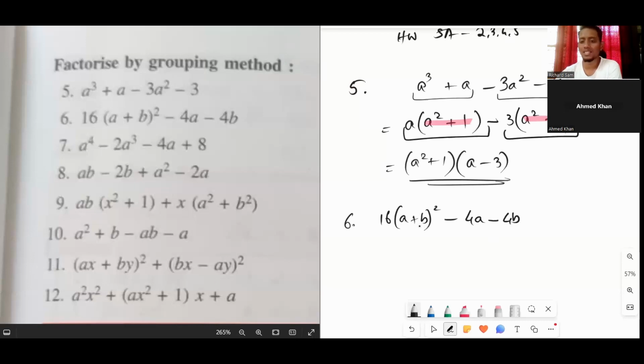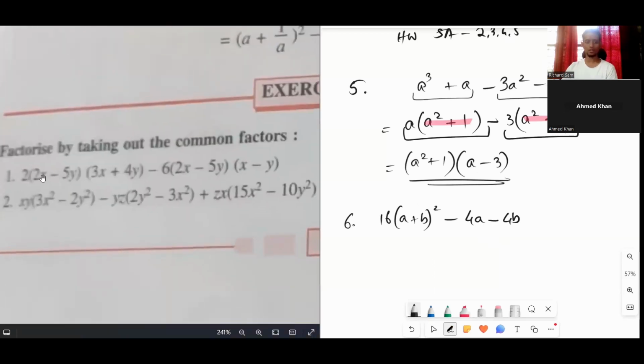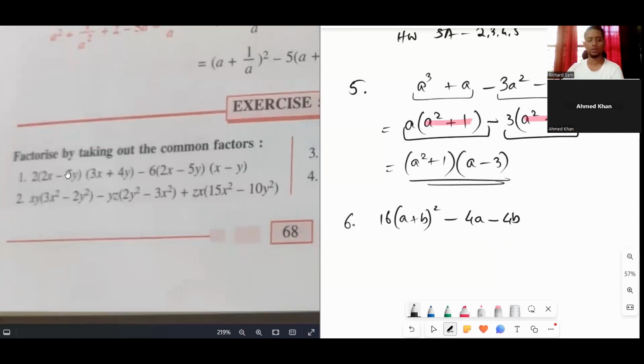Now, if there are brackets like this and there's no repeating of the same bracket, you can't do anything as of now. If you look at yesterday's questions, there were brackets, but those brackets repeated. Here you had 2x minus 5y, and then 2x minus 5y in the second term, so you could take out 2x minus 5y common. In the next question, there were 3 terms, and again there was nothing common, but we were able to make something common, right?